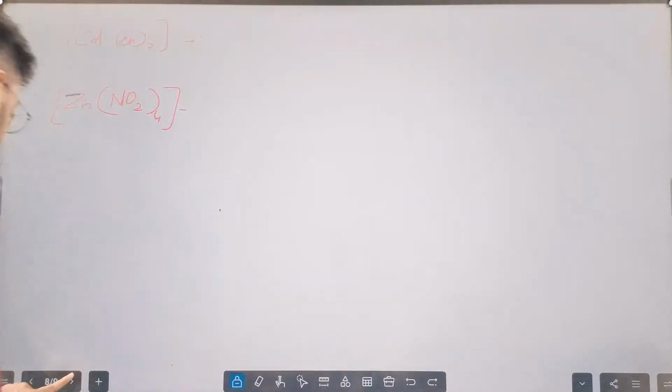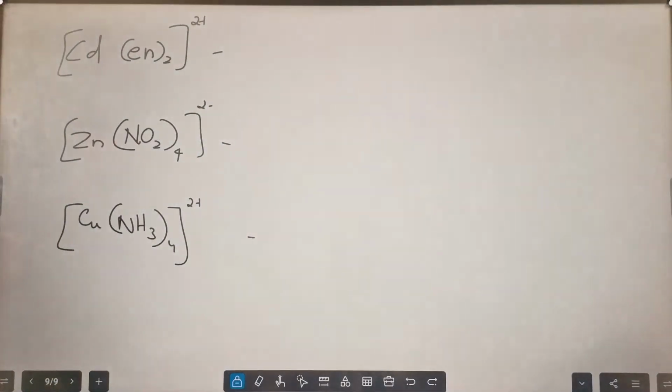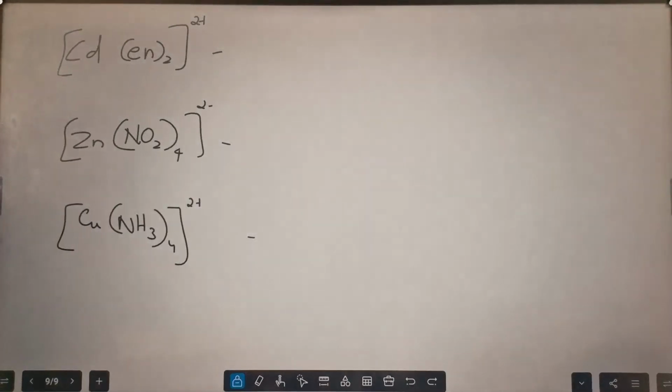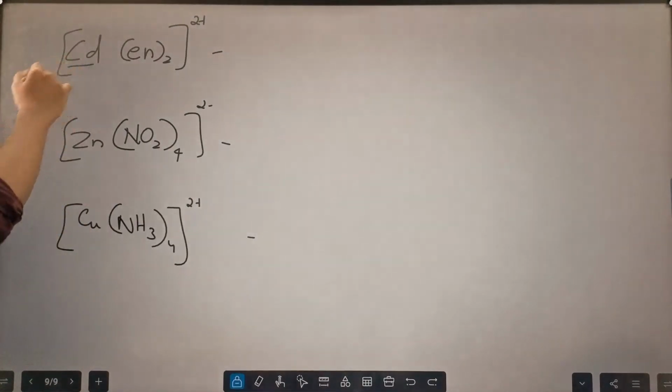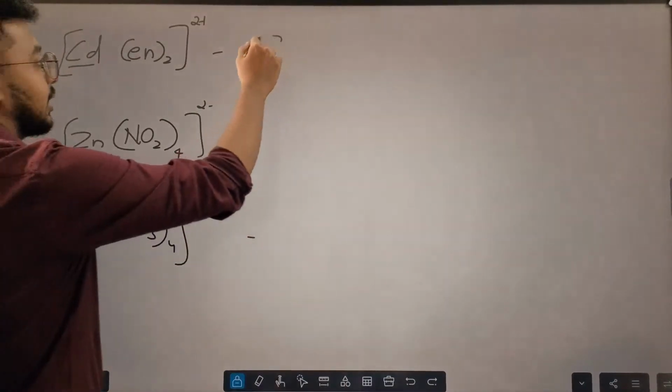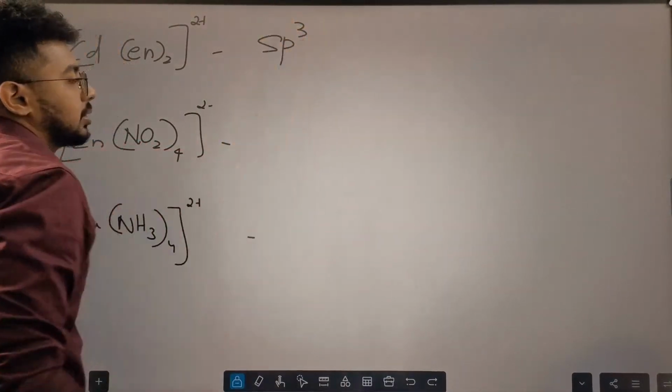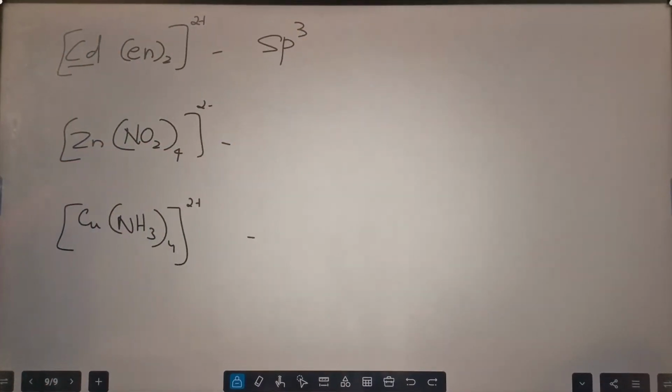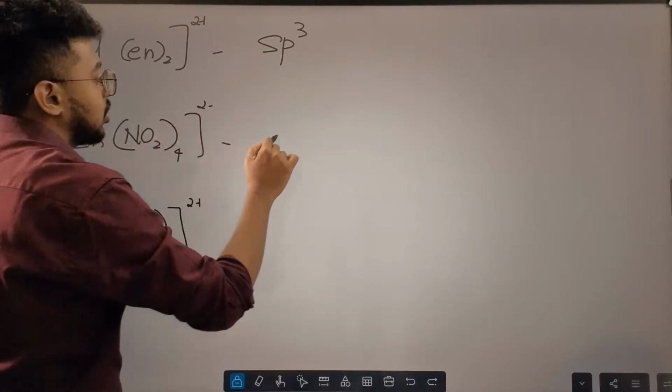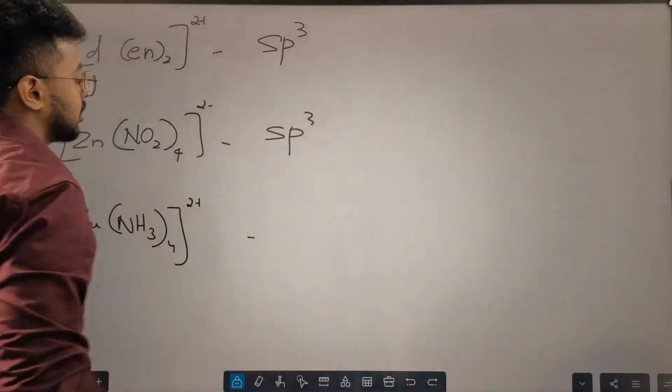Okay. So we'll look at the first question. Cadmium en2 2 positive. Straight away, it is zinc, cadmium, mercury with any ligand, so say it is sp3 hybridized. Next, zinc with a nitro compound. Again, we know with zinc and any ligand, straight away say it is sp3.